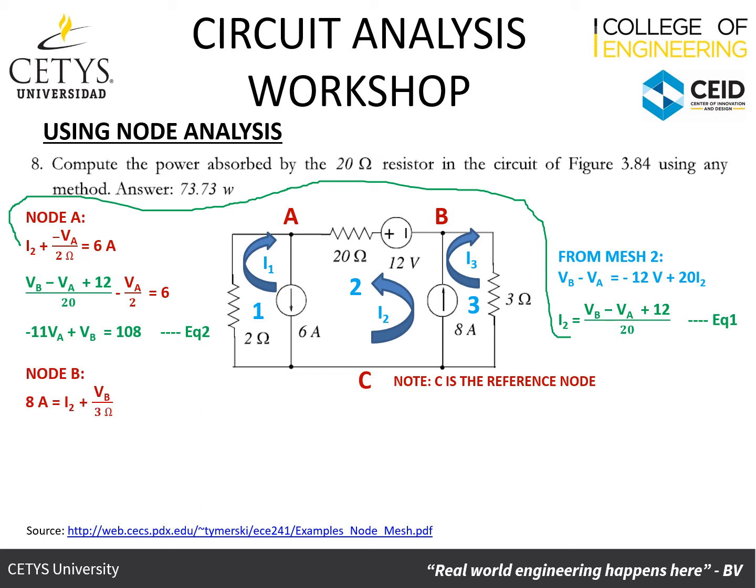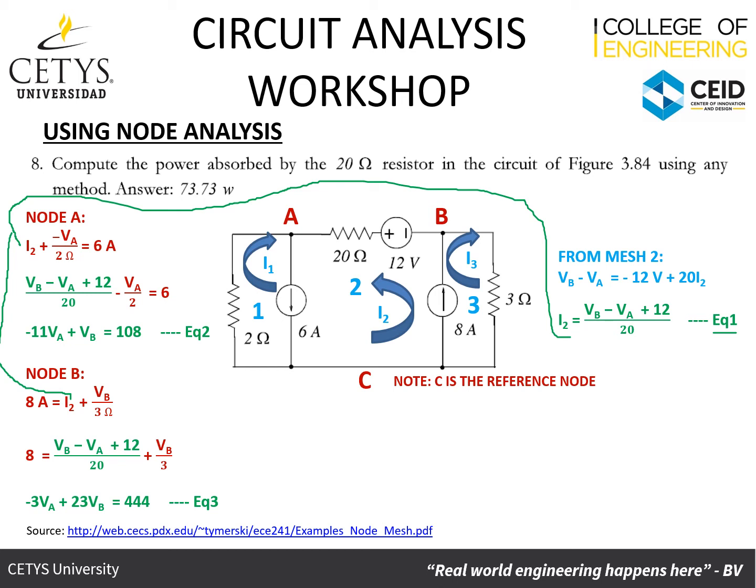And now from node B, we had this expression here, which was also with regards to I2 and VB. And we are also going to substitute I2 here, the expression we found from equation 1. And what we're going to get is an expression that has only VB and VA, and we're also going to manipulate some algebra there, and we're going to get this equation that has VA and VB, and that's going to be called equation 3.